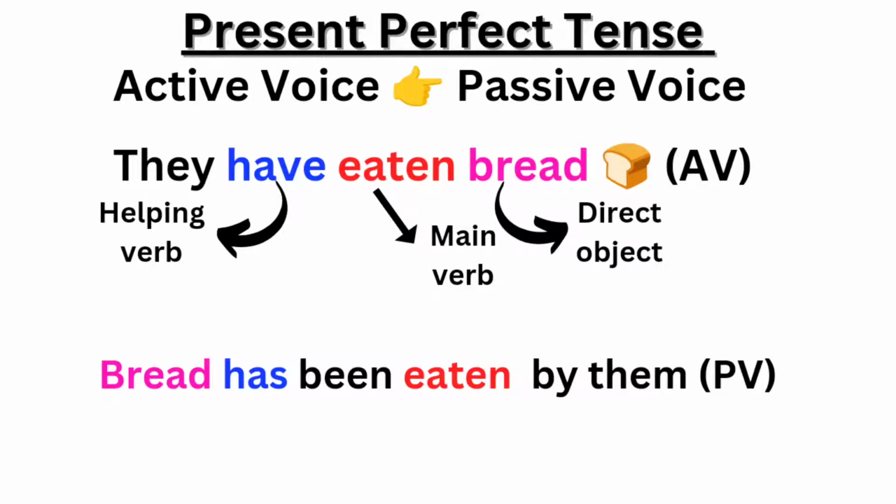We have already discussed that be forms are used in passive voice and they come before the past participle verb. In active voice, "they" is plural, that's why we use "have", a plural helping verb. If the subject is singular, then we use "has". It depends on the subject.